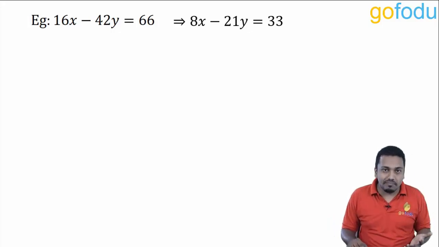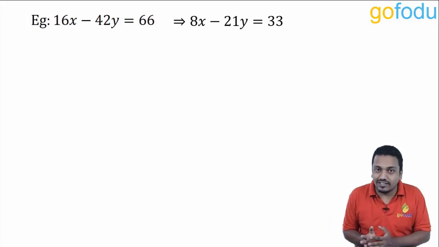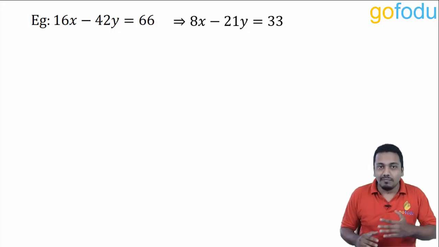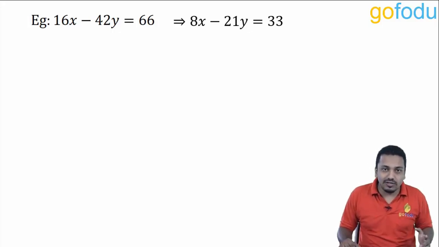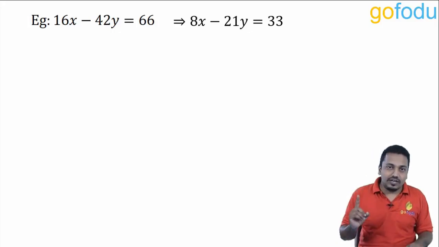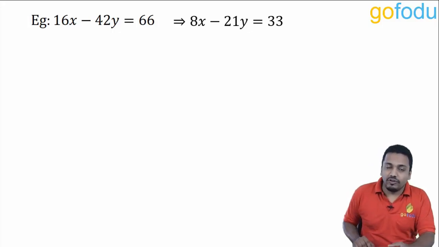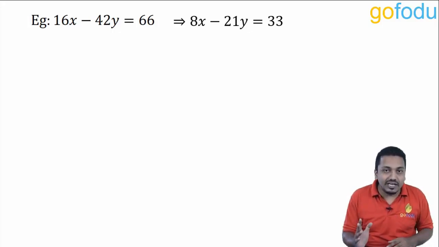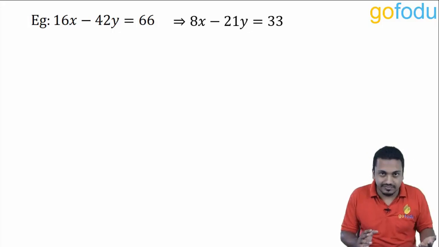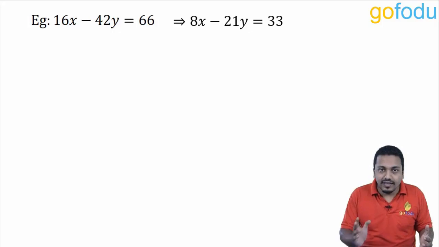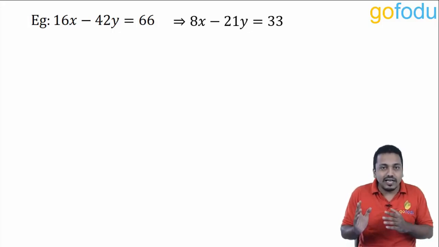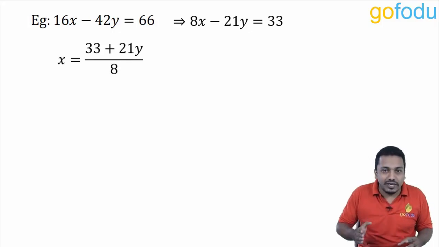Now in the previous example, we went by hit and trial to get the first set of solution, right? But this effort could also be reduced by this technique that I am going to tell you now. Step 1. Out of x and y, which variable has the smaller coefficient? Express that variable in terms of the other. Coefficient of x is 8 and y is 21. 8 is smaller, so we'll express x as 33 plus 21y upon 8.